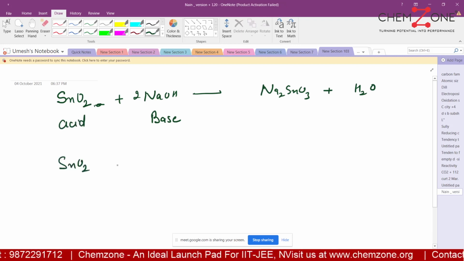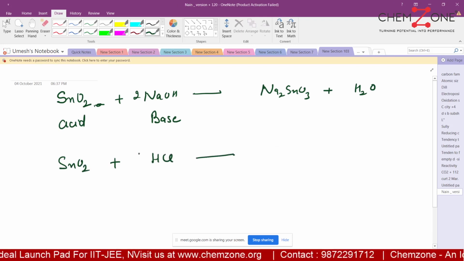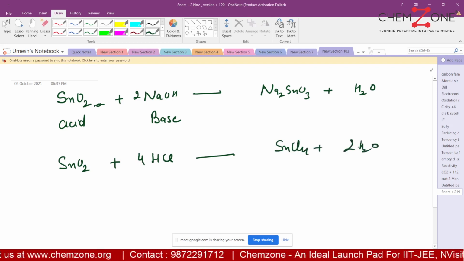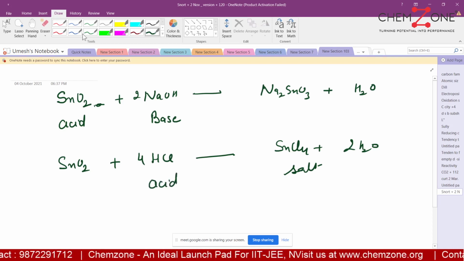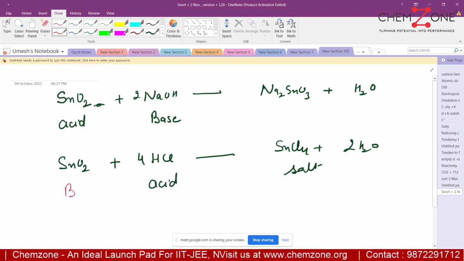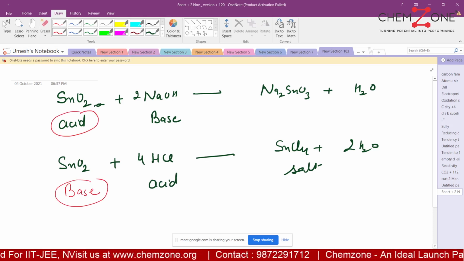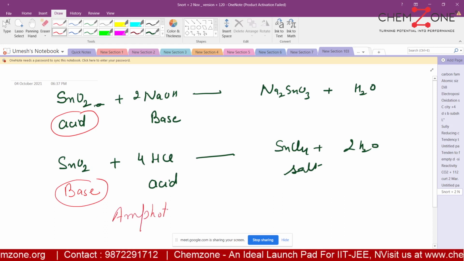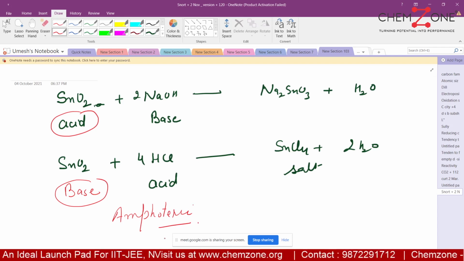But the same tin oxide, when it reacts with HCl, forms SnCl4 plus water. This salt is formed. We know that HCl is an acid, which means this is a base. So with a base it is an acid, with an acid it is a base, and that is why we call this amphoteric. Amphoteric means it acts as an acid as well as a base, depending upon the other substance.